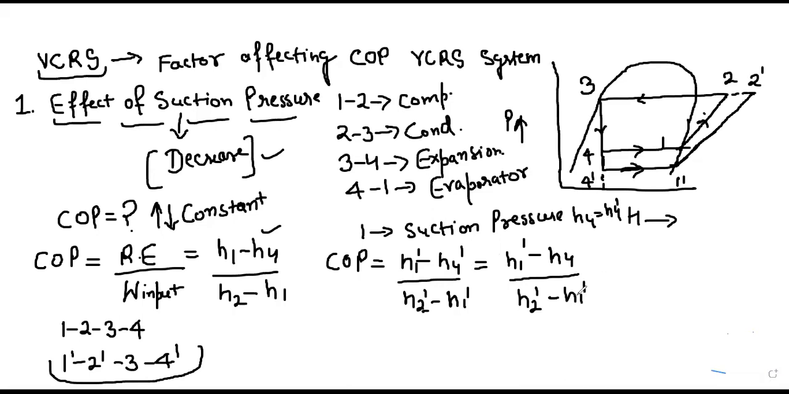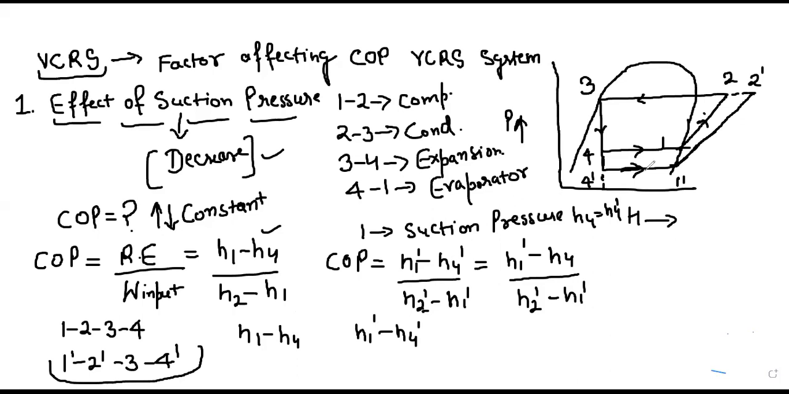Now, just try to compare the refrigeration effect of both the systems and try to compare the work input of both the systems. So if I write H1 minus H4 on one side and H1 dash minus H4 dash, or H4, on the other side, which will have higher value? Please tell me, which will have higher value? Refrigeration effect will be same in both, or it will be greater in one and lower in one? Anyone?